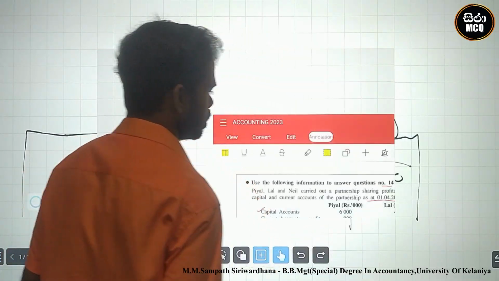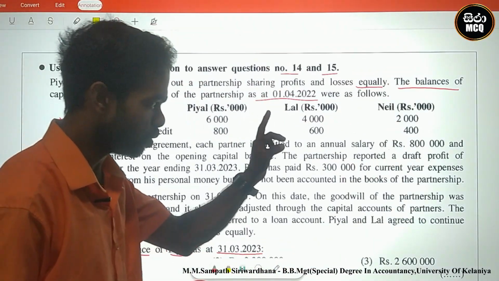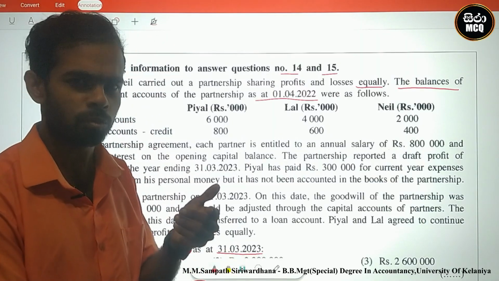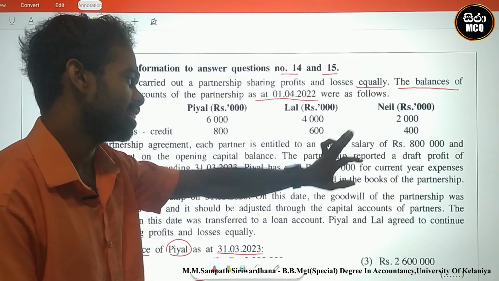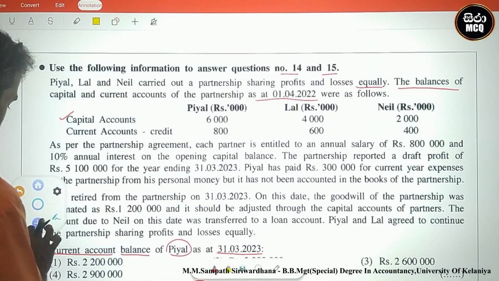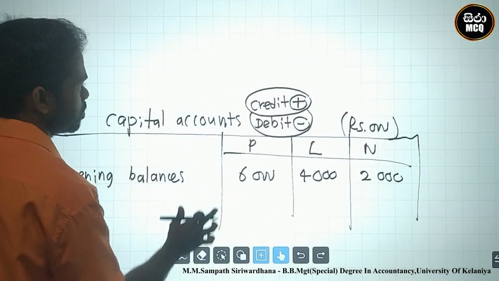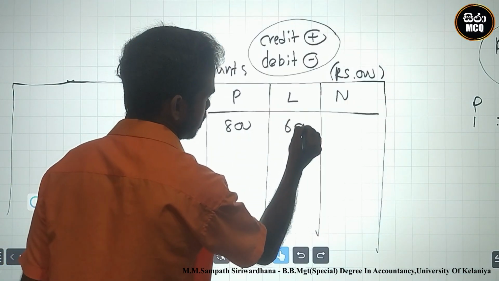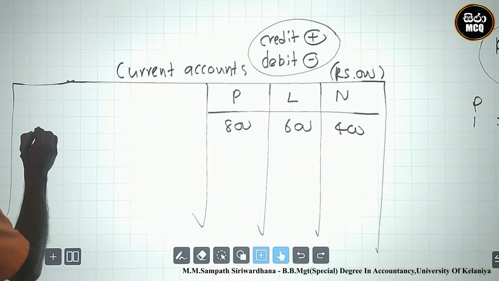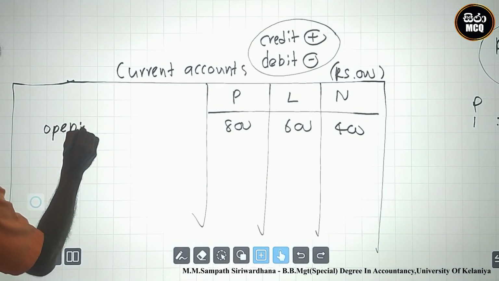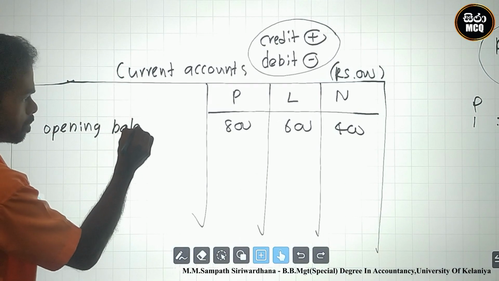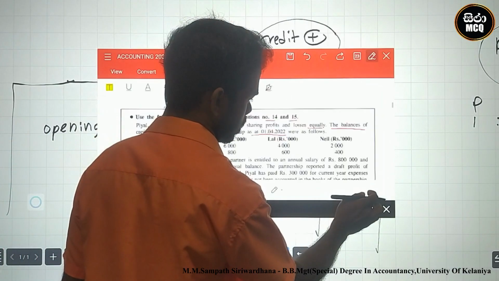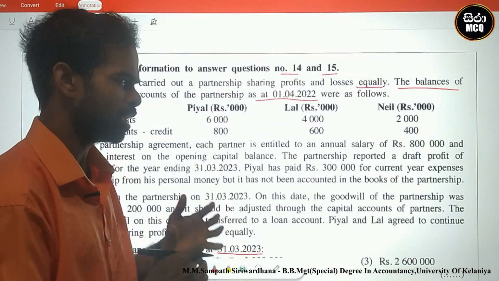These are the balances of the capital accounts: 6,000, 4,000 and 2,000. Now the current accounts, where credit is the normal balance: 800, 600 and 400. These are the opening balances of the current accounts. These are credit balances, the normal balances.